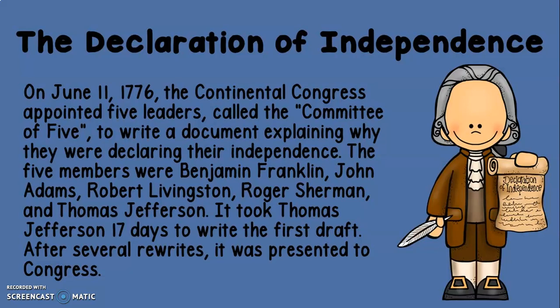What does it mean to write a draft? We talked about this before in ELA. If they said this was the first draft, what does that tell us about the process of writing the Declaration? After several rewrites, it was presented to Congress. So draft shows us it wasn't written in a day and published. There was a draft, and then they edited it and rewrote things, and then they were able to publish.